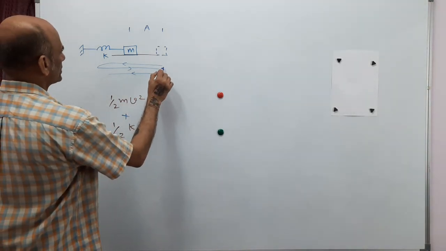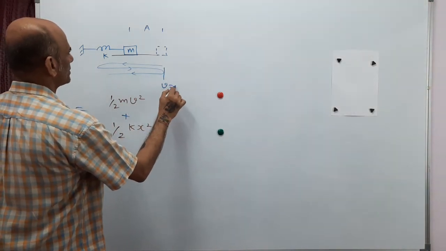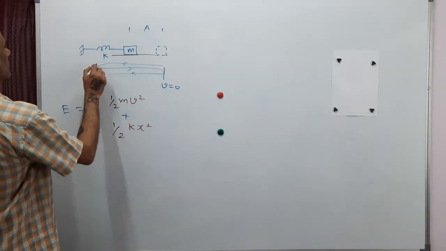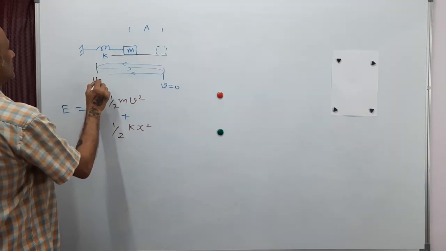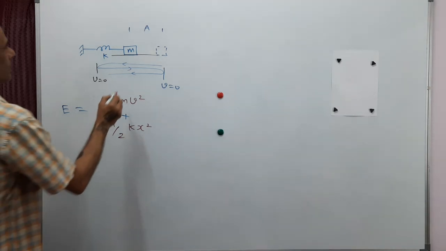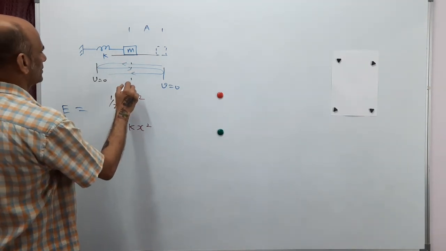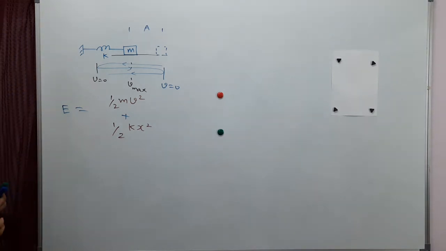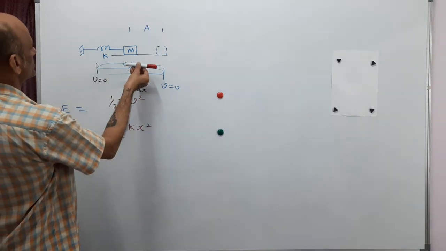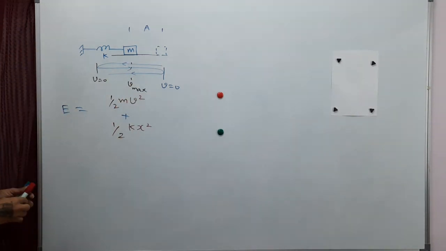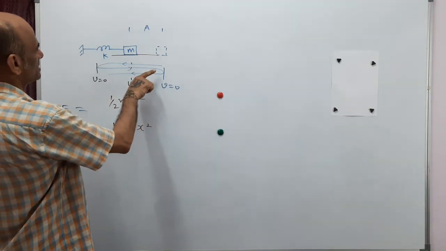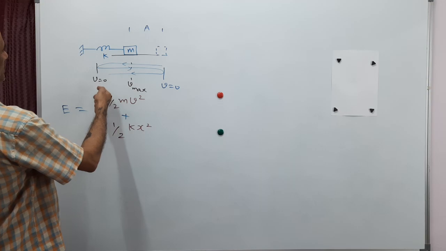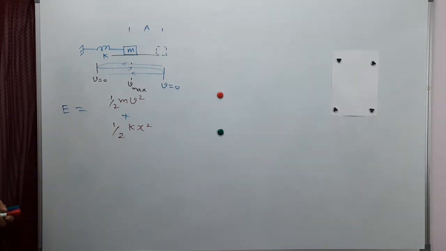The velocity at this turning point is 0. The velocity at this left turning point is also 0. At the mean position, velocity is maximum. Once it crosses the mean position, the force will be towards the mean position, so the velocity will keep on decreasing until it becomes 0 and it will turn back. Once it turns back, the velocity will keep on increasing. After that, the velocity will keep on decreasing until it becomes 0 and then turn back.